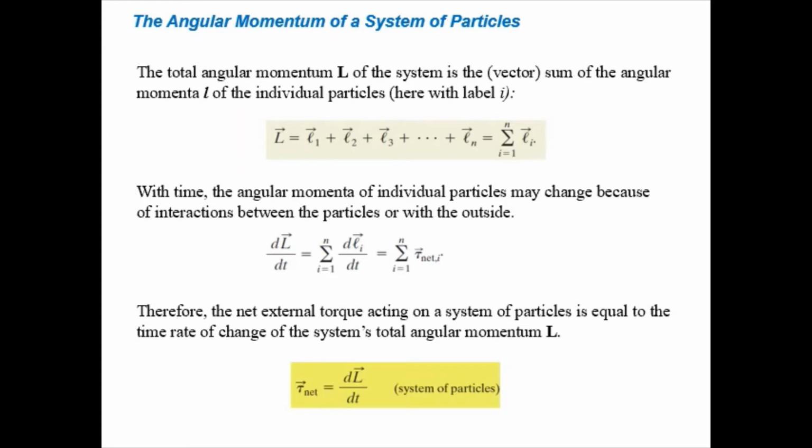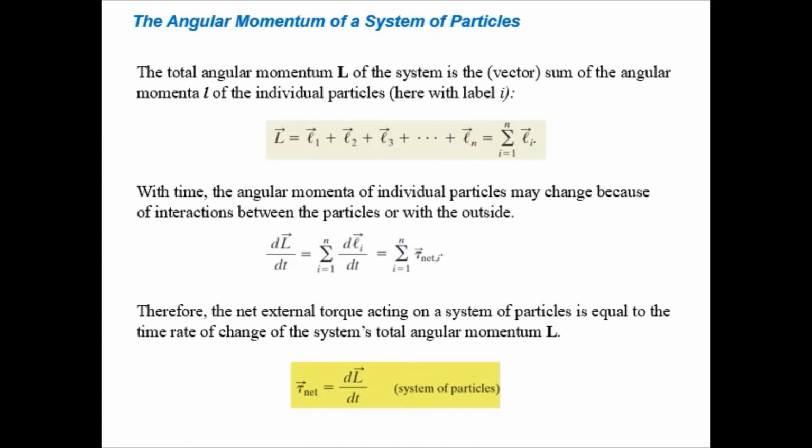With time, the angular momentum of the individual particles may change. Of course, air molecules banging into each other, if they're spinning and moving and they bang into each other, are liable to change their spin. They could change their individual angular momentums. But when you add them all up, you're going to end up being equal to the original angular momentum of the entire system.